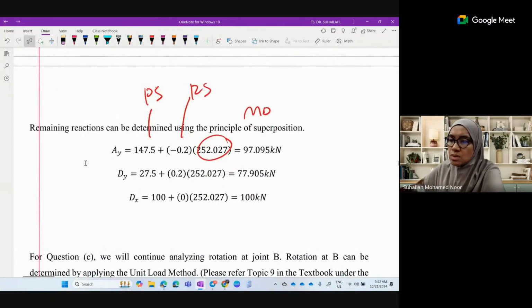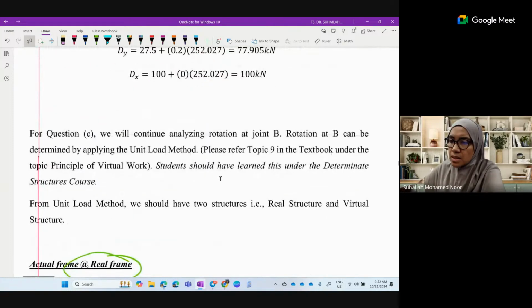Okay, ni saya ada tunjuk juga remaining reaction using principle of superposition. Okay, so kat sini saya inform again pasal ULM ni. Okay, dalam grup ni ada lagi tak dapat buku kan? Dalam satu minggu lagi. Okay.